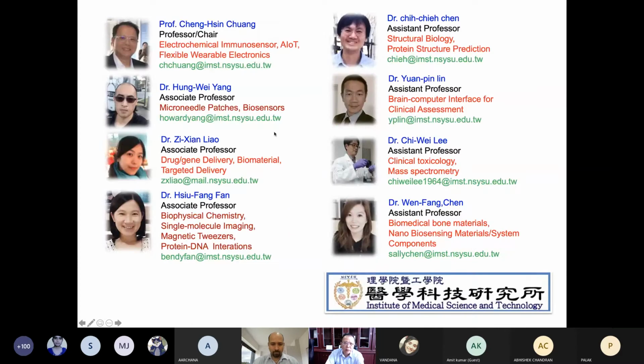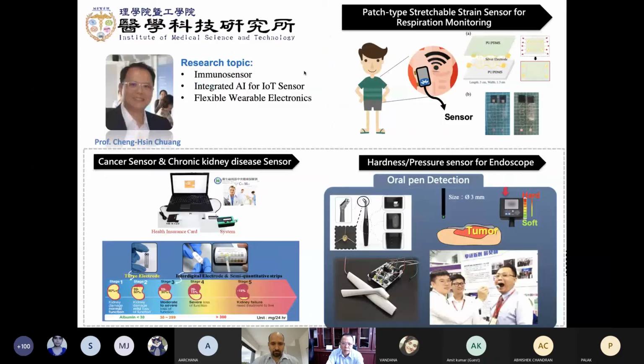Okay. So right now we have 8 professors. We are all very young. I'm the oldest one, so now I'm the chair of this institute. Later on, I will introduce them one by one. Okay. So I'm Professor Chengxin Zhuang. I am doing a lot of biosensors, and we are also doing IoT sensors like wearable, flexible wearable electronics.